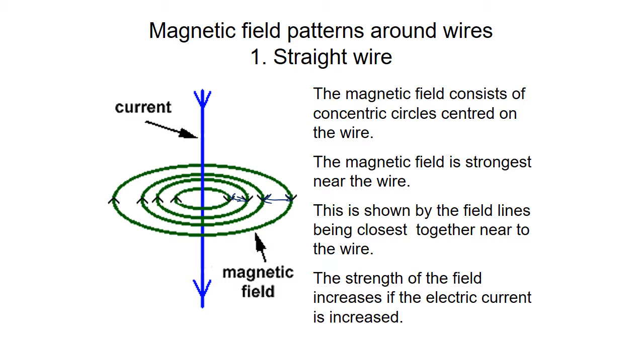And the strength of the field increases if you increase the electrical current. So the distance between the concentric circles is going to decrease if you increase the current going through that circuit.